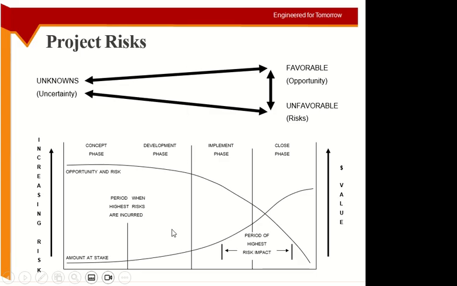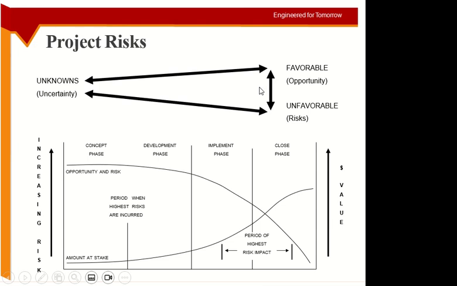But the thing is, when you have less uncertainty and less impact, this is good for you. So somewhere here it's good for you. But you cannot control it. In the end, you have to go through all the phases.